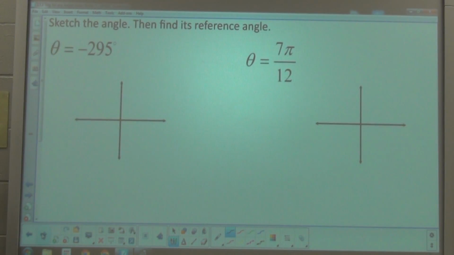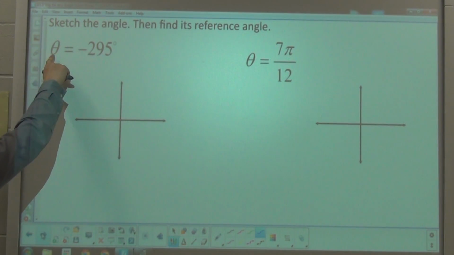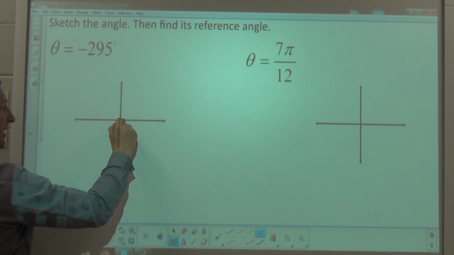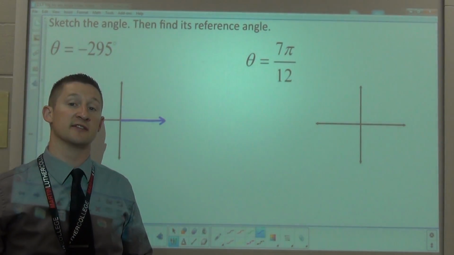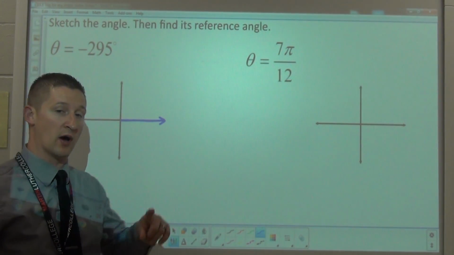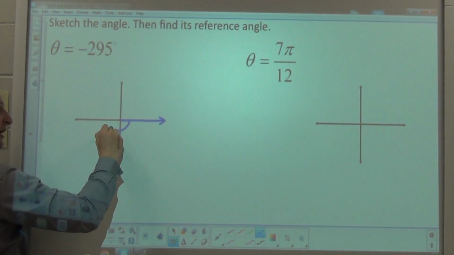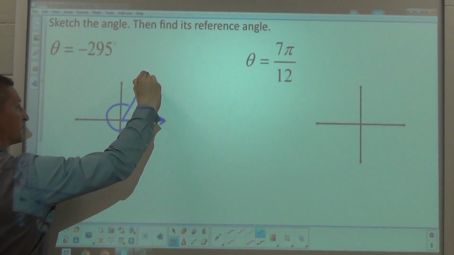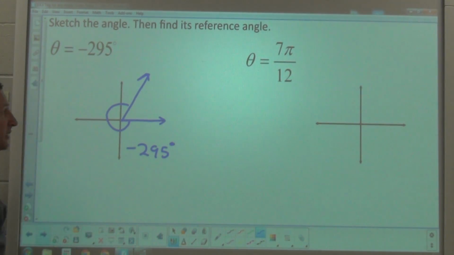So let's put that idea to work as we sketch a couple angles and find some reference angles to go with them. So first of all, sketch the angle and find a reference angle for an angle of negative 295 degrees. Putting my angle in standard position, I start with the initial side on the positive x-axis. Since it's negative, I need to rotate clockwise. So I rotate clockwise, let's see, here's 90 and 180 and 270 and a little bit more. And that's my estimate for what negative 295 degrees might look like.